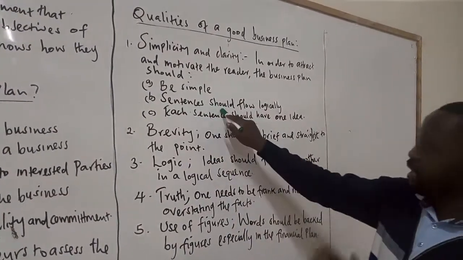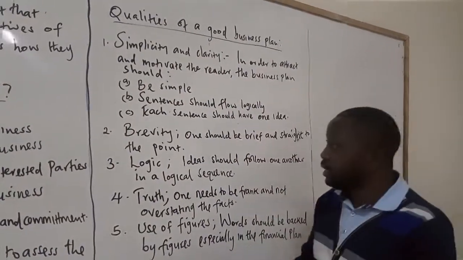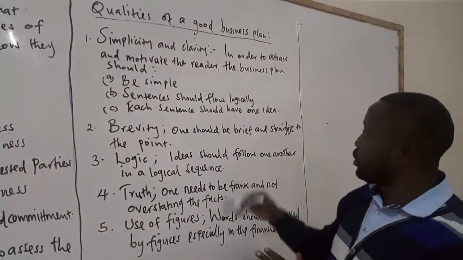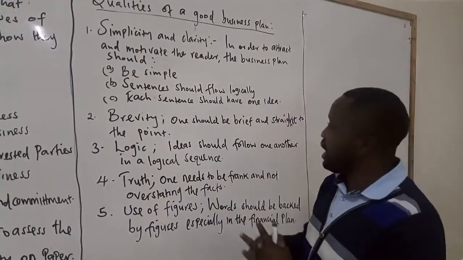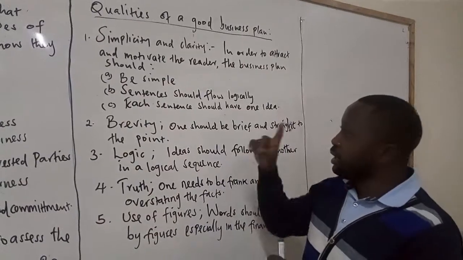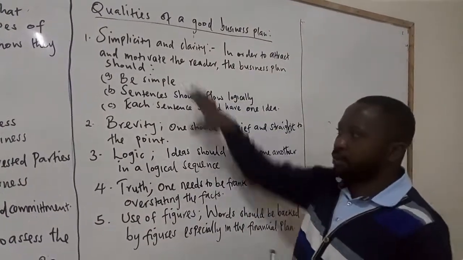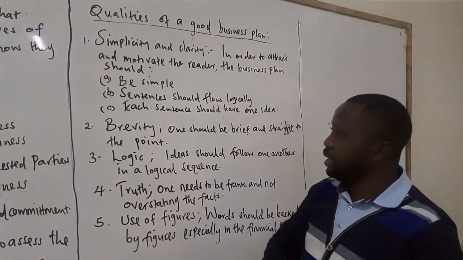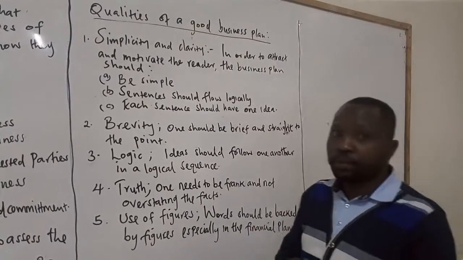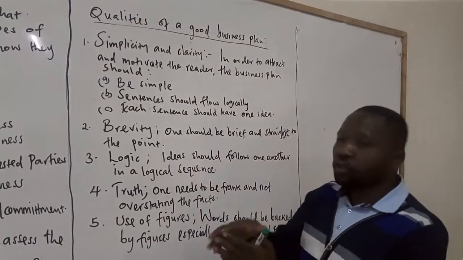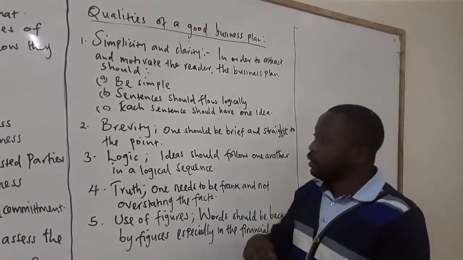The sentences that you use when drafting this document should also flow logically, and each sentence should have one idea. Avoid mixing too many ideas, or maybe more than 2 ideas in one sentence. So that makes it simple and clear. Another key quality is brevity. So one should be brief and straight to the point. So avoid telling too many stories when you are drafting this business plan.